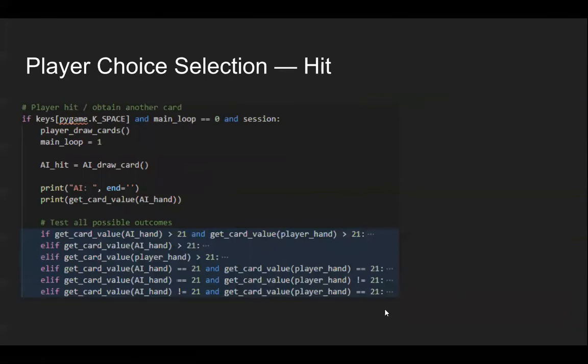So here comes the player's choice. In this case, if the player wants to hit, they will hit the spacebar. These two other conditions here are just to prevent button spamming and to disable the player from playing anything else after someone has won. So here the player draws a card, and then the AI will also determine if it wants to draw a card. And then all winning and losing conditions are evaluated.